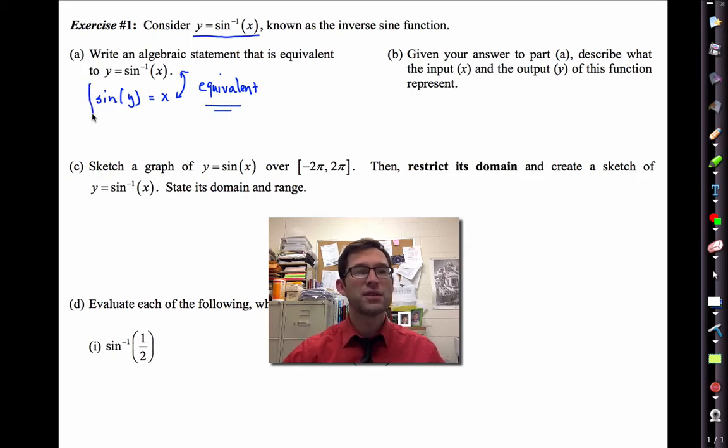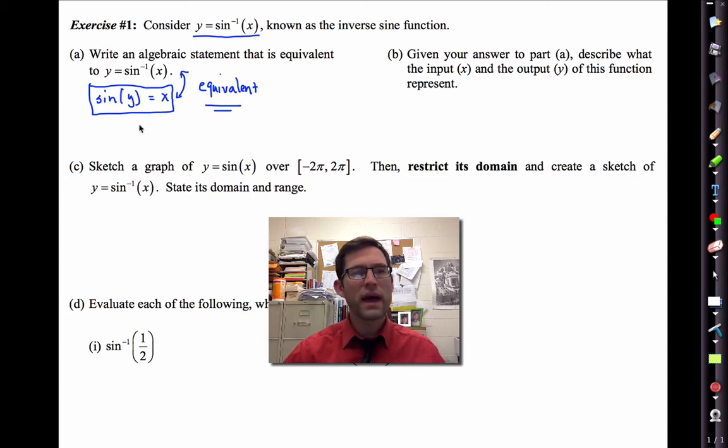Now, given that this equation and our original function are the same, then we ask letter B. Given your answer to part A, describe what the input x and the output y of this function represent. I think it's easier to understand that if you look at the equation circled in A than if you look at the original. Pause the video now and see if you can write down what the input x is and what the output y is. All right, let's go through it.